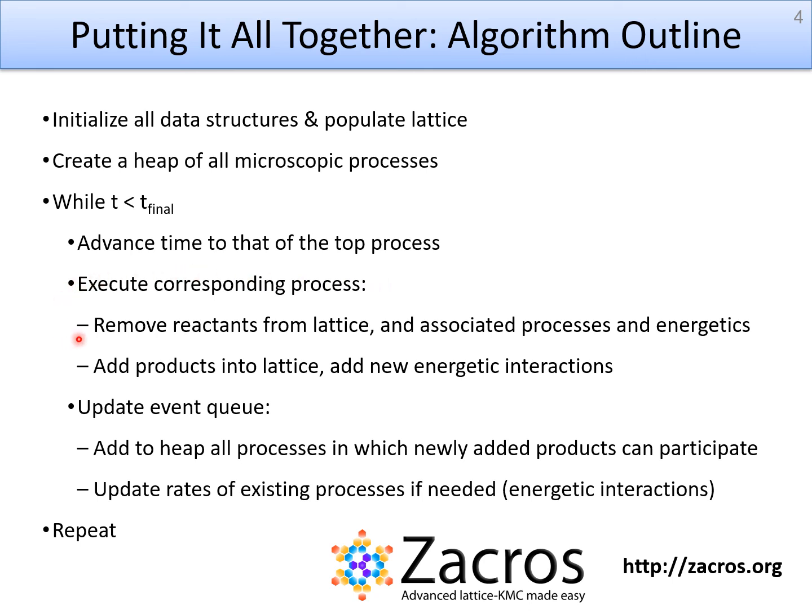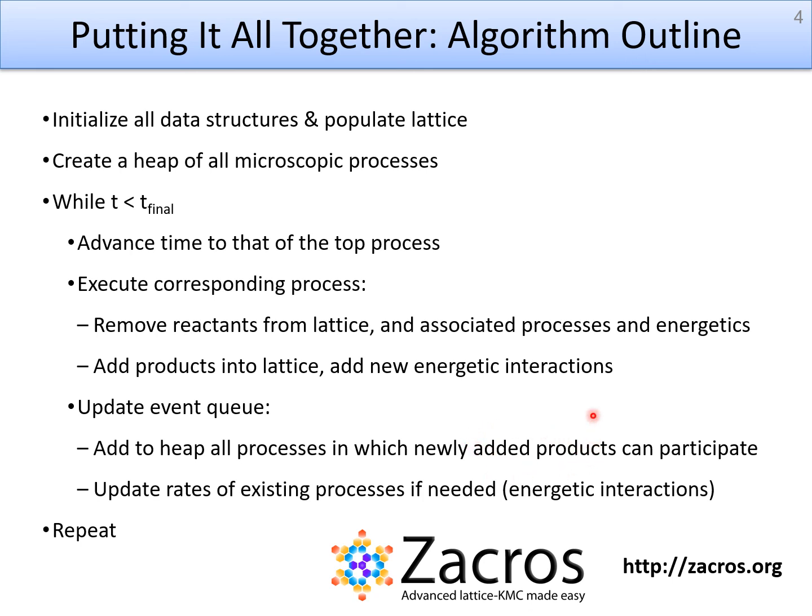So we first have to remove the reactants from the lattice. We have to also remove the processes in which these reactants participate, and also the lateral interaction patterns in which these reactants participate. Then we have to add the products into the lattice, and first we add the new energetic interactions, and then we update the event queue. So we add to the heap all the processes in which the newly added products participate. So we solve the subgraph isomorphism problem to find the possible reactions that may happen now after we added the products.